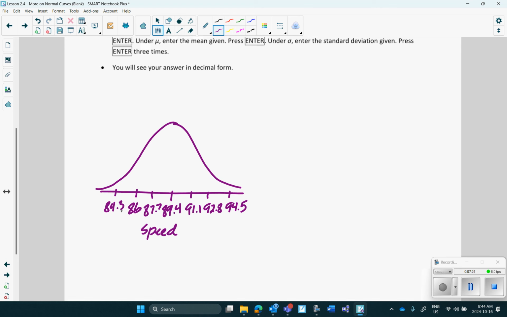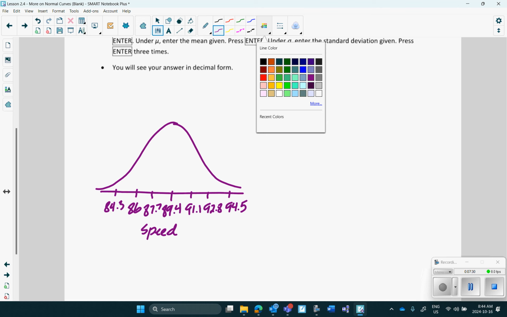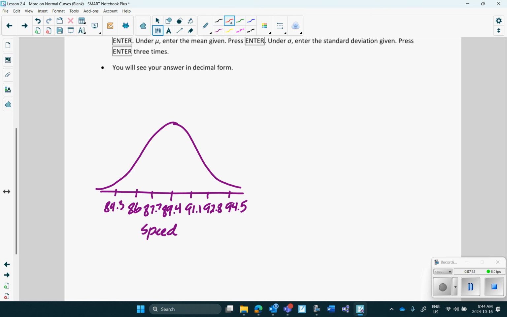So you need this, and you need to shade what you're trying to find. So we are asked, what percent of his pitches were at least 92? So 92, that's around here. David, what area am I trying to find? To the left or to the right? Think of the phrase at least. Left?